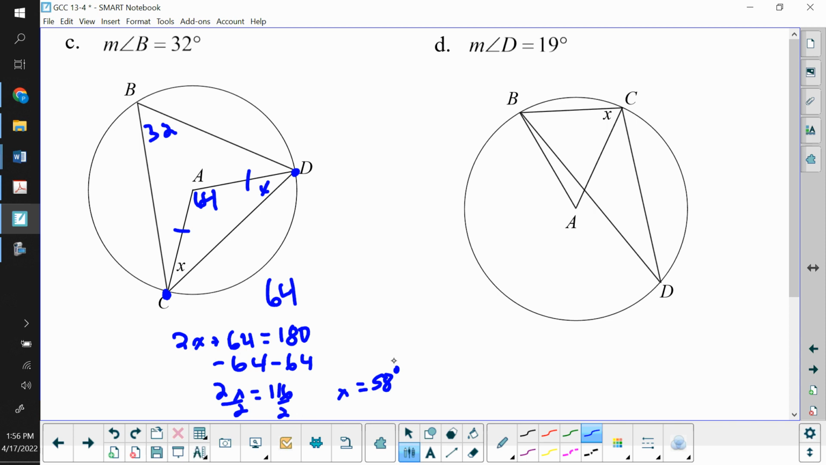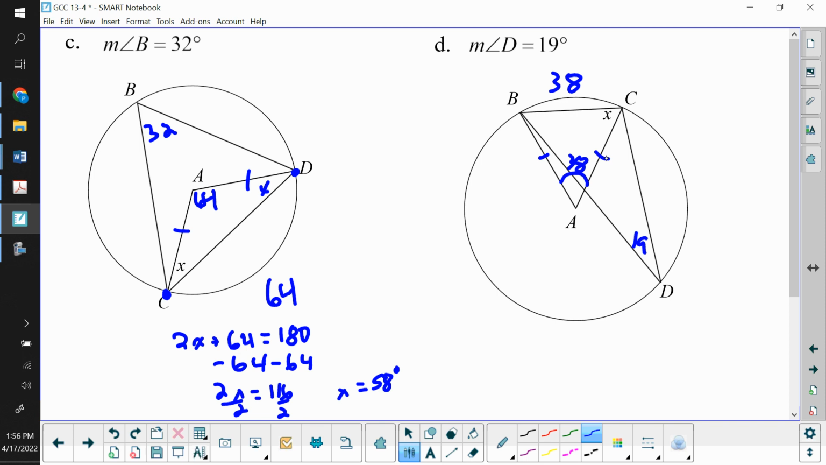Moving over to part D, we've got the angle D is 19. Hopefully, based on the last few questions we've seen, automatically you're making the connection. That's an inscribed angle. So it's half the arc it opens up to, meaning that this has to be 38. Well, this question is pretty much identical now. So that whole arc is 38.